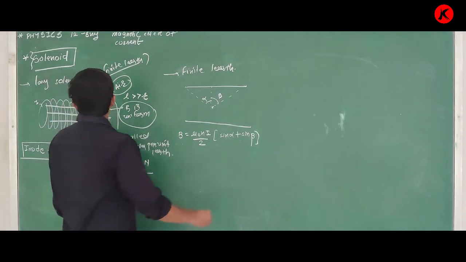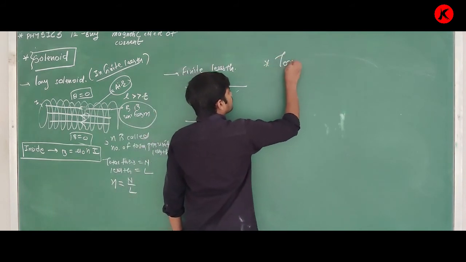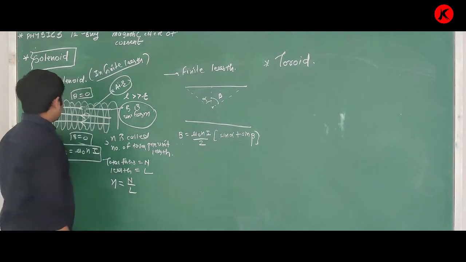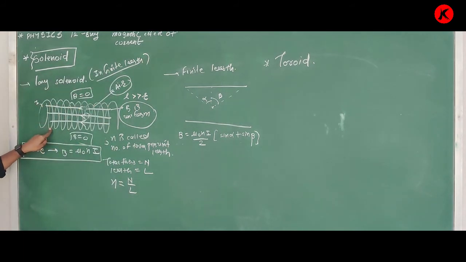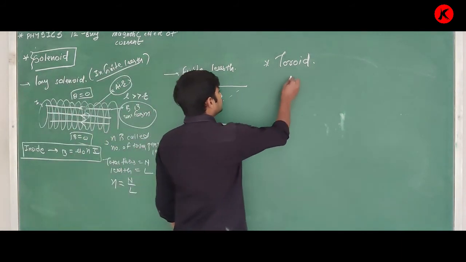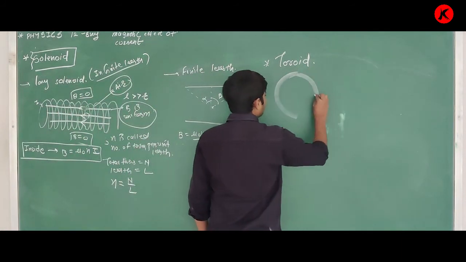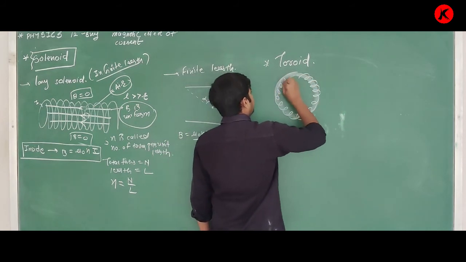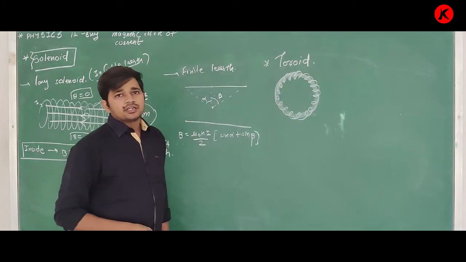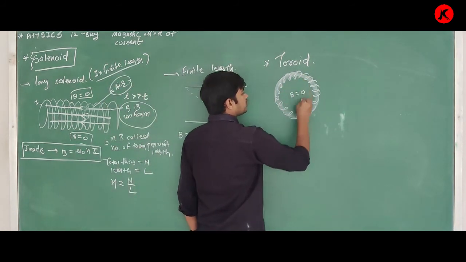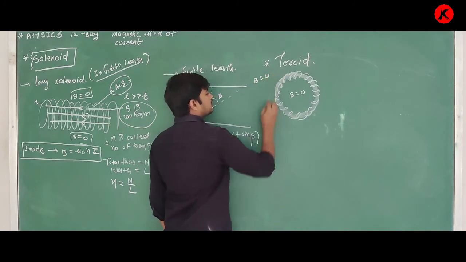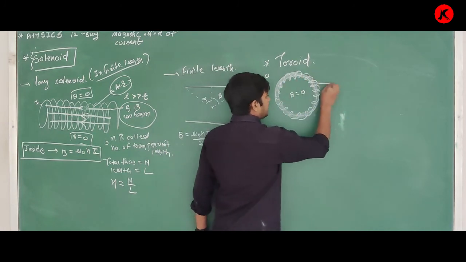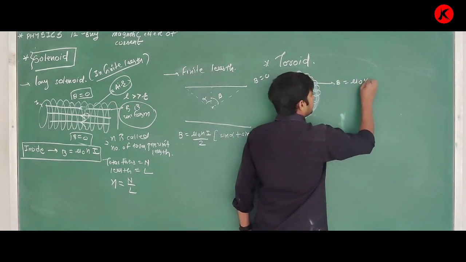Okay. One more thing, another thing, toroid. What is a toroid? So a toroid means if we connect the two ends of this solenoid, then it becomes a toroid. Or if you have one ring and wire is wound on it, then it is called a toroid. In the case of a toroid, in this region, the magnetic field is 0. Outside, the magnetic field is 0. Magnetic field is only in this region, that is the core. And here the magnetic field is again mu 0 n I.